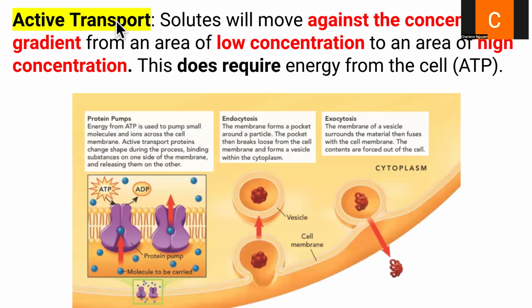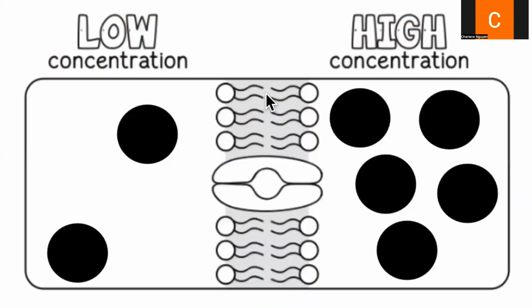Once again, in active transport, we have solutes going from an area of low concentration to an area of high concentration. We call that going against the concentration gradient. Because it goes against the concentration gradient, this does require energy from the cell. We're going to talk about three different types of active transport. The first type is going to be used for small molecules. Before we do that, here's just a quick summary of active transport.